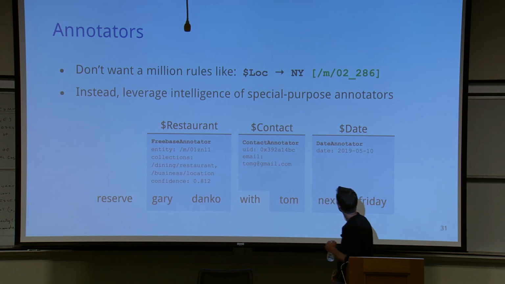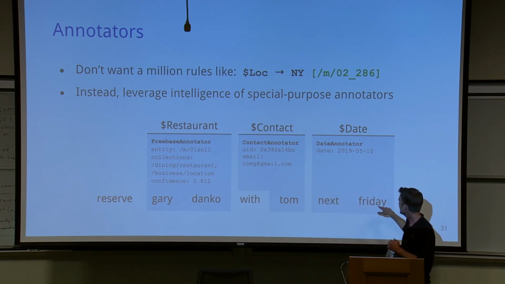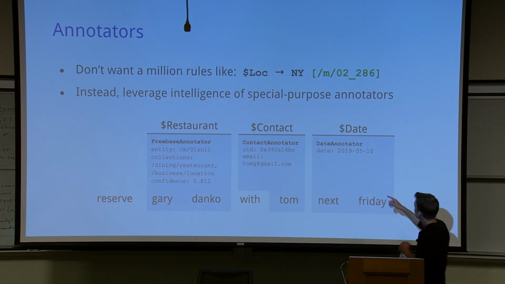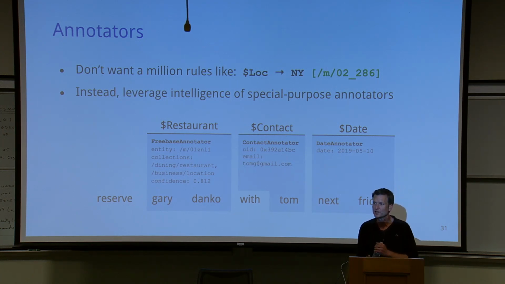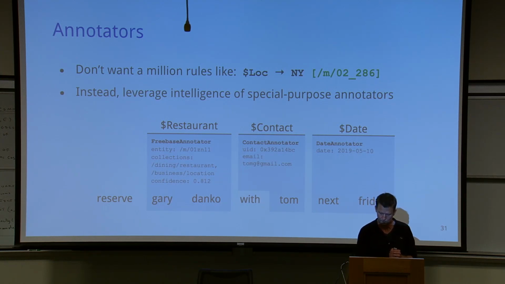And finally, a date annotator, it recognizes this phrase next Friday, and it says, oh, I know how to generate semantics for that. Next Friday means May 10th, 2019. And it was able to do that because it knows when the query was issued and therefore is able to interpret next Friday appropriately. So next Friday is an indexical expression, but to ground it correctly, I need to know something about when the query came from.